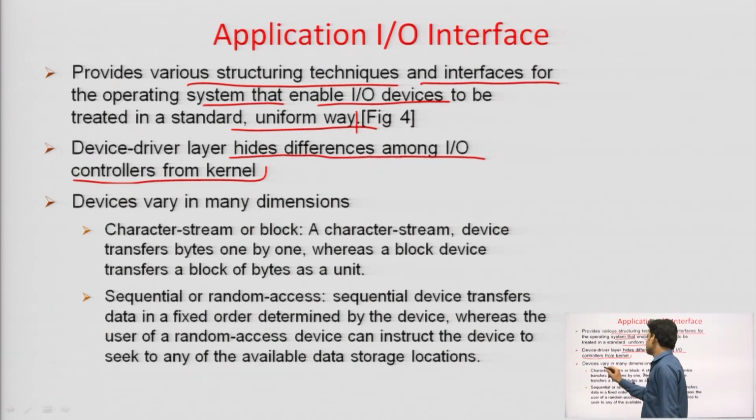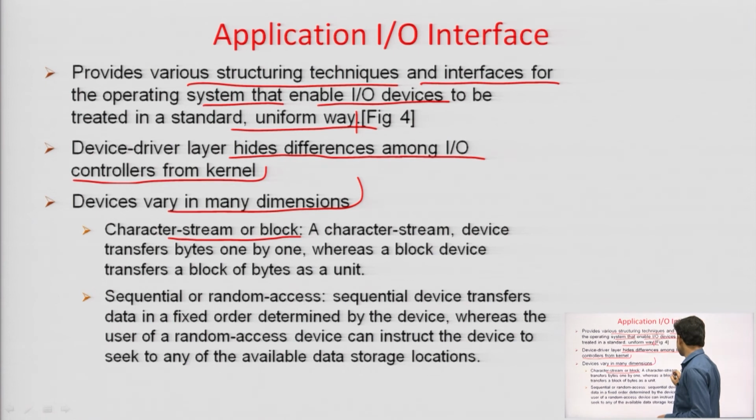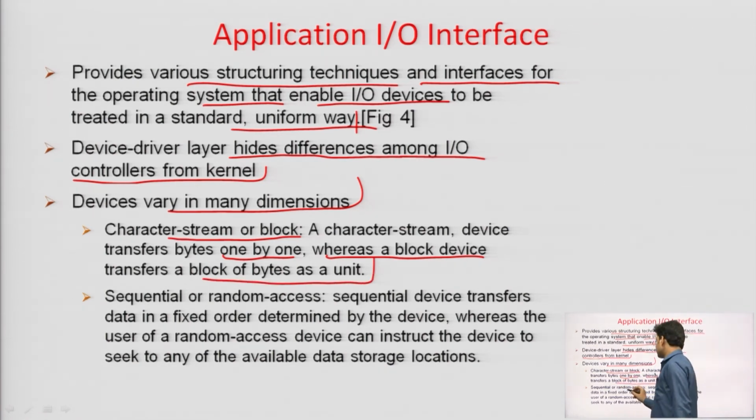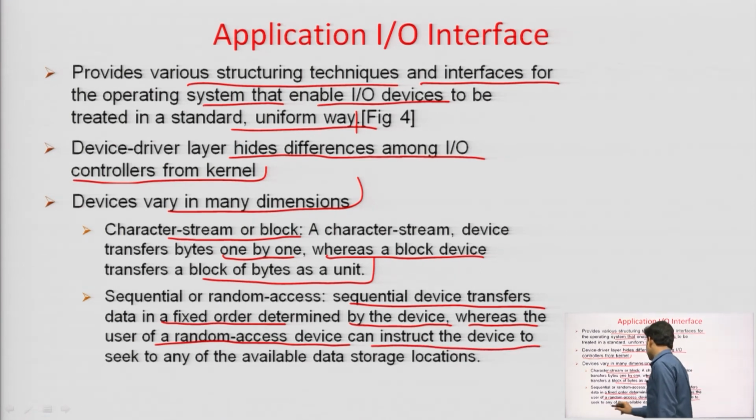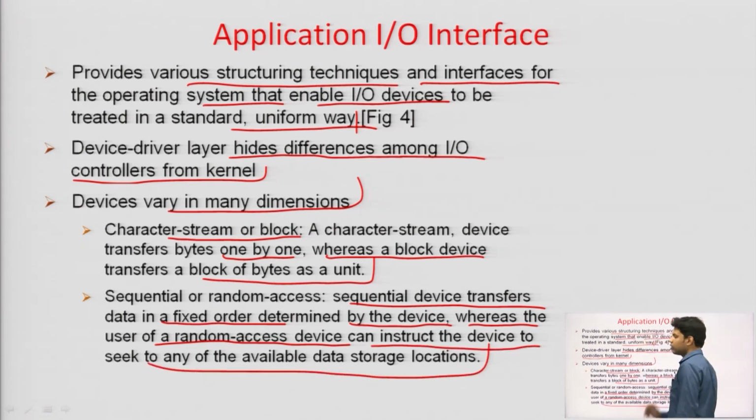Devices vary in many dimensions. First is character stream or block. A character stream device transfers bytes one by one, whereas a block device transfers a block of bytes as a unit. Next, sequential or random access. A sequential device transfers data in a fixed order determined by the device, whereas the user of a random access device can instruct the device to seek to any of the available data storage locations.